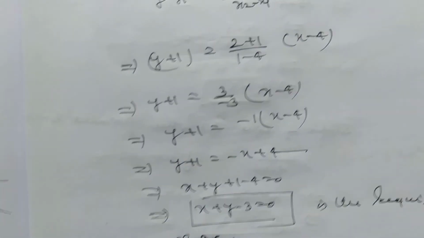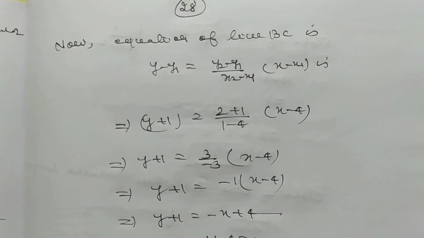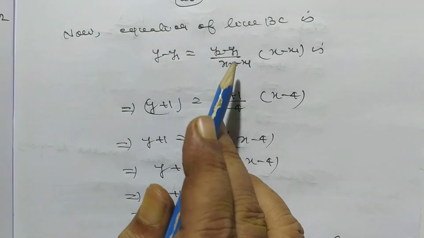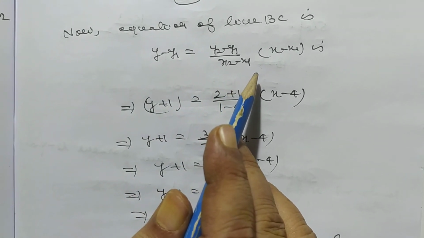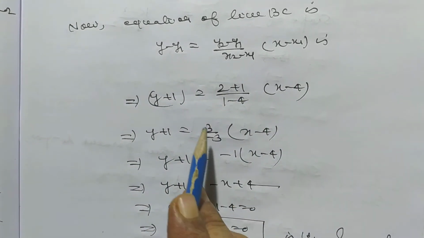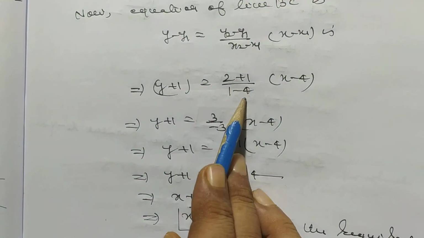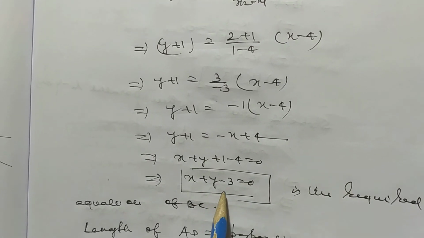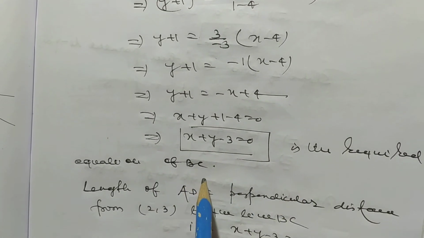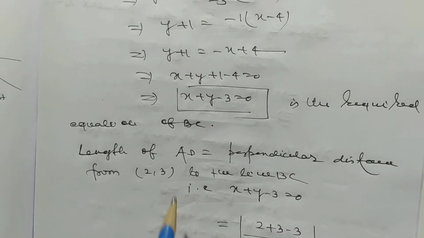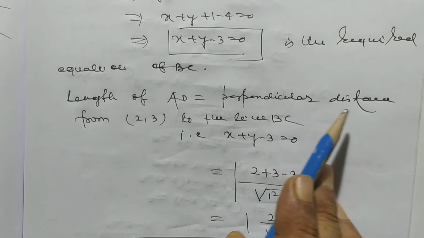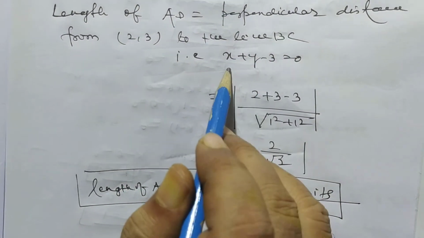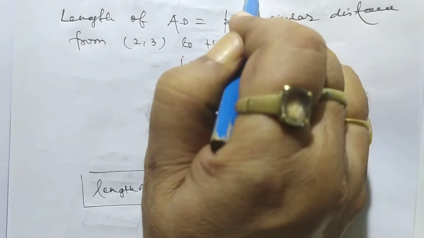My dear students, in this way, now the equation of line BC is y minus y1 is equal to (y2 minus y1) by (x2 minus x1) into x minus x1. So y plus 1 is equal to (2 plus 1) by (1 minus 4) into x minus 4. And after simplifying, we have x plus y minus 3 is equal to 0, the required equation of BC. It is a lengthy problem. Length of AD is equal to the perpendicular distance from 2, 3 to the line BC. x plus y minus 3 is equal to 0 is the equation of BC.